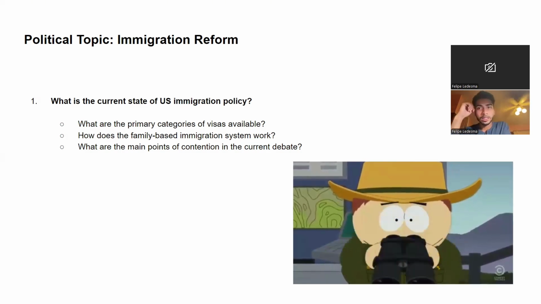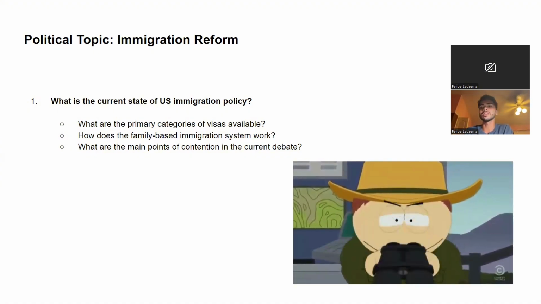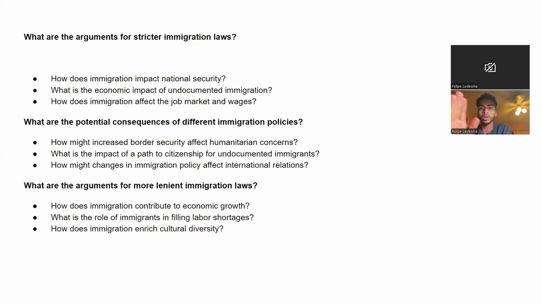To go with this, it's important to know that there are important questions that we need to ask. It's part of the process of analyzing. Questions like, what are the primary categories of visas available? That's part of the immigration. It's part of the policy. How does the family-based immigration system work? What are the main points contained in the current debate? And then we have a few more questions.